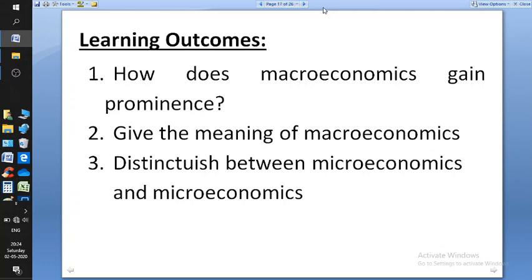So from the discussion, I hope you have learned about three things. How does macroeconomics gain prominence? Remember the name of John Maynard Keynes. We have learned about the meaning of macroeconomics, and we have learned about the distinction between microeconomics and macroeconomics.